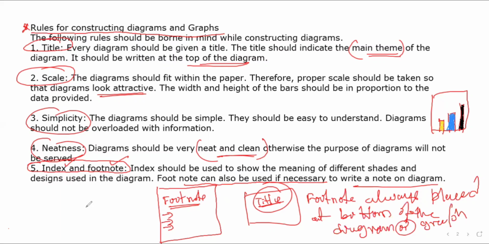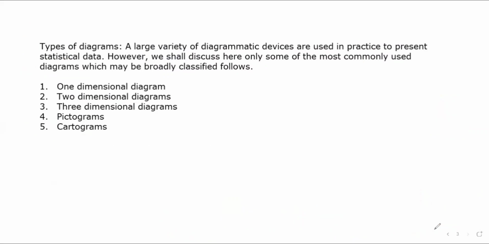Index and footnote. Here, index is nothing but a way to show the different meanings or different data sets. We fill with color, or we assign certain different symbols, say plus, minus, multiply, divide, or we simply shade with a pencil by manual method. That is called index. And footnote is like a note or conclusion on a diagram, which is always placed at the bottom of the diagram. So these are the five rules we must consider while constructing diagrams and graphs.